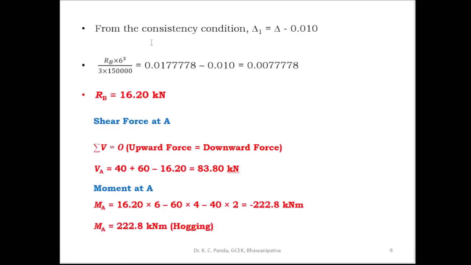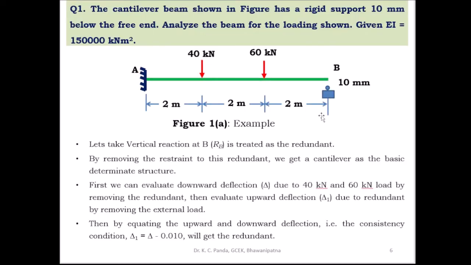What is the consistency condition? Delta 1 is equal to delta, which is 0.01777778. After substituting the values of delta and delta 1, we can evaluate the reaction at B. The reaction at B, RB, is equal to 16.20 kilonewton. Then after knowing the reaction at B, you can find out the reaction at A and the moment at A.